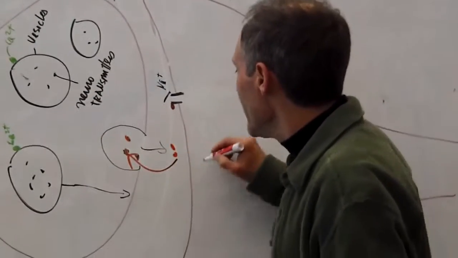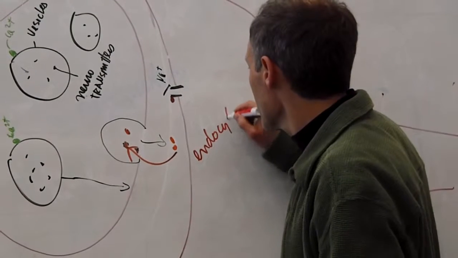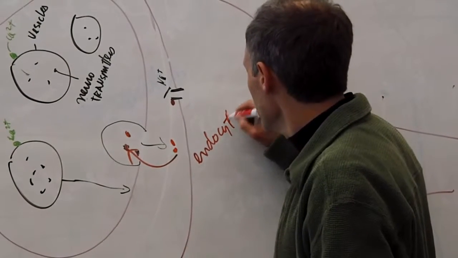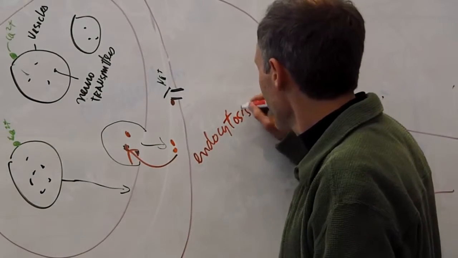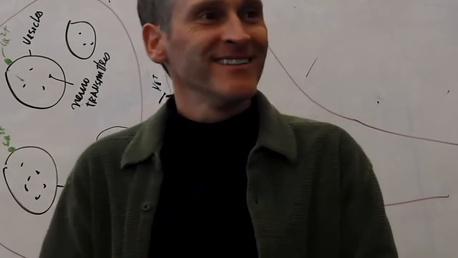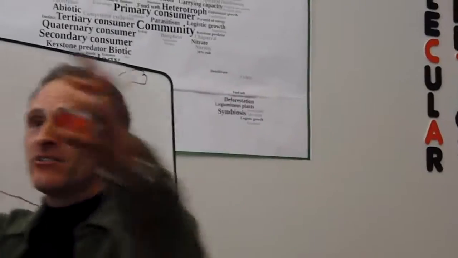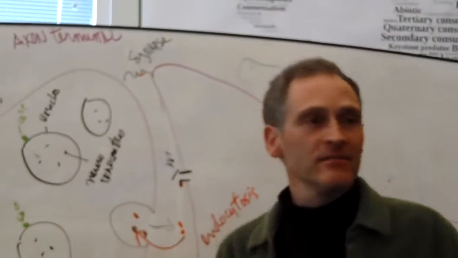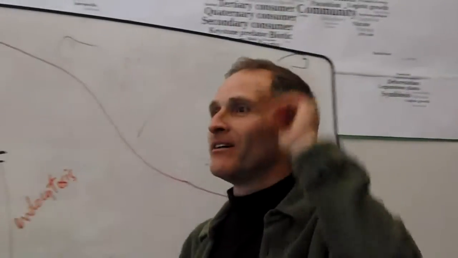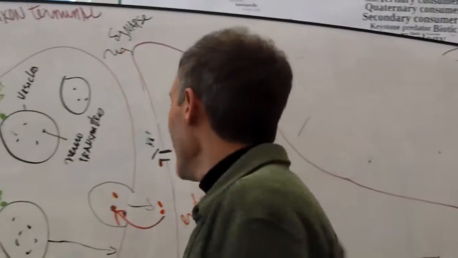So basically, endocytosis. What type of endocytosis? Phago? Is it the grab a hold? Oh yeah, they actually grab a hold and bring them in. So receptor-mediated. Yeah, that one.